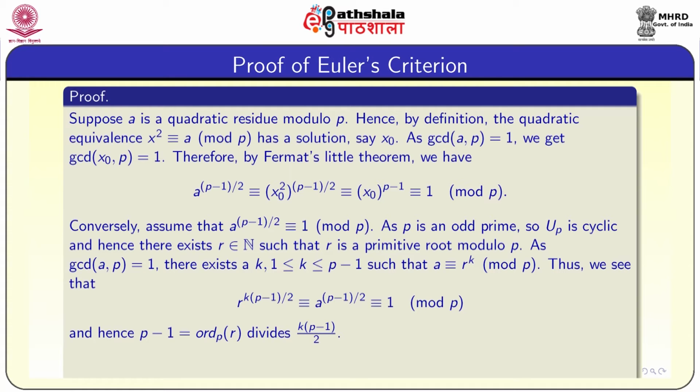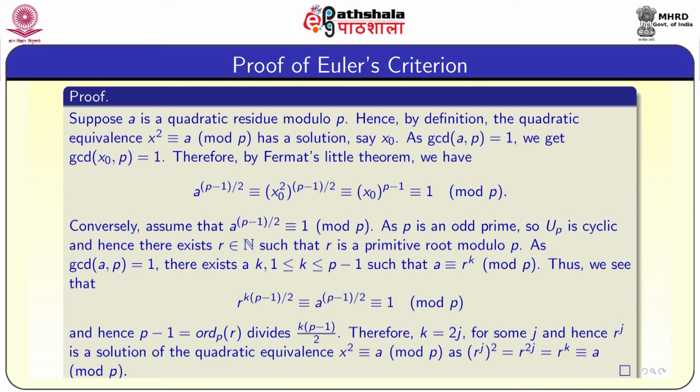Thus, we see that r^(k(p-1)/2) is congruent to a^((p-1)/2), but a^((p-1)/2) is congruent to 1 mod p, which we are assuming. Hence the order of r, which is p-1, divides k(p-1)/2. The order of r is p-1 because r is a primitive root modulo p.